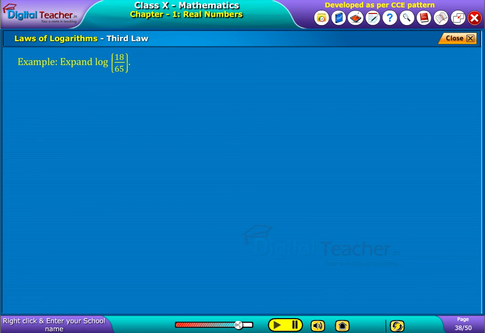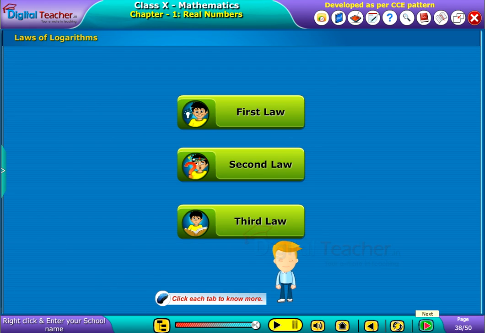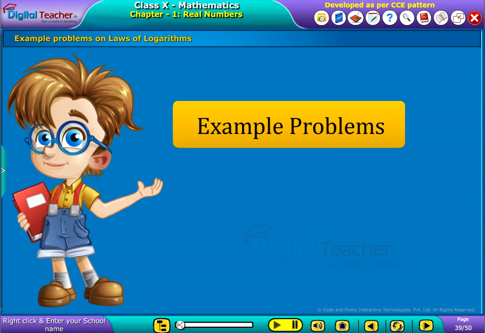Example: expand log 18 by 65. The solution is as follows. As we know, log x by y to the base a is equal to log x to the base a minus log y to the base a. So we write the given expression as log 18 minus log 65. Now, let us solve some example problems based on all these three laws.